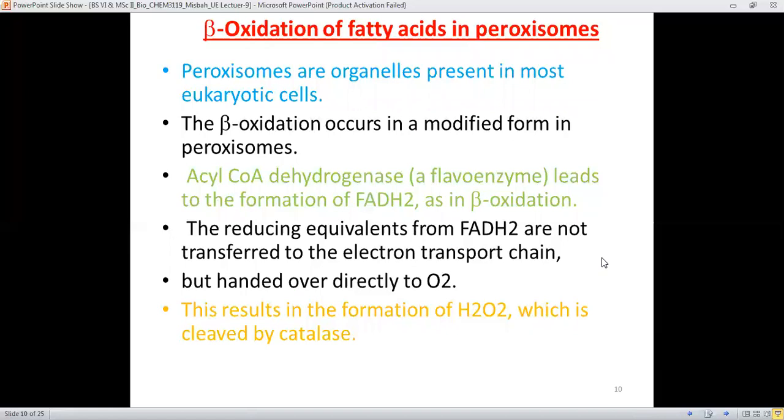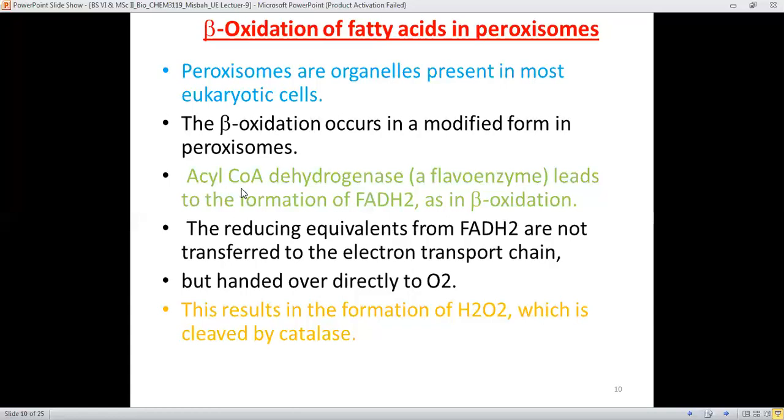And beta oxidation of fatty acids also occurs in the peroxisomes. And peroxisomes are small organelles which are present in most eukaryotic cells. Inside the cytoplasm, they are present, and they are very important for fatty acids, their digestion, their accumulation, and for their oxidation. And it occurs in a modified form in the peroxisomes.